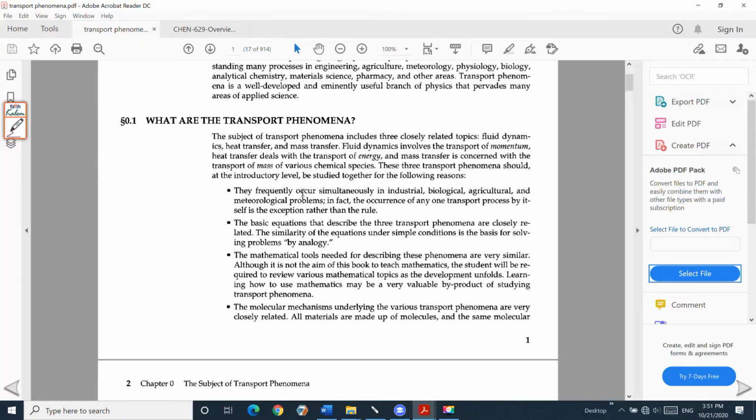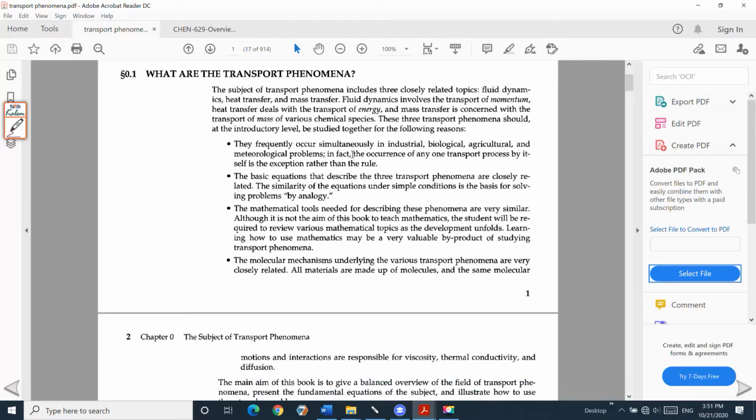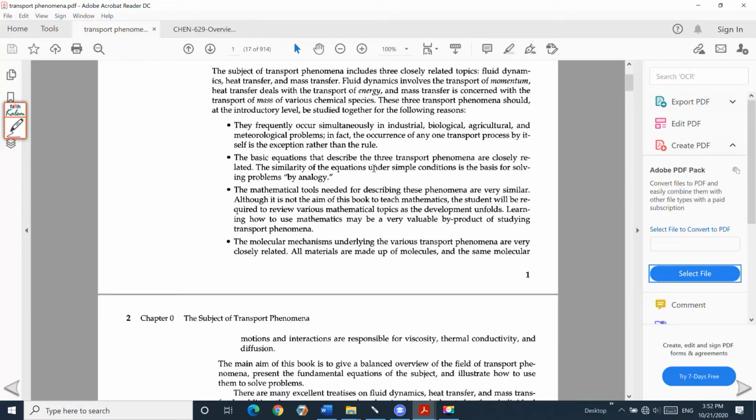Why the transport phenomena study of these three together? There are some main reasons. The first reason, we can say, if we go to industry and biological, agricultural, and other science or engineering fields, we'll see all these three events, momentum, mass, and energy transport, happen simultaneously together. This is the first reason.